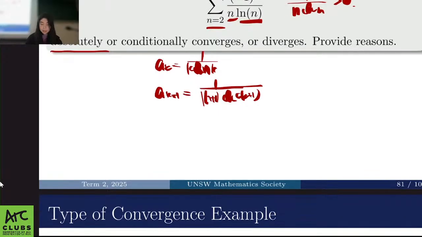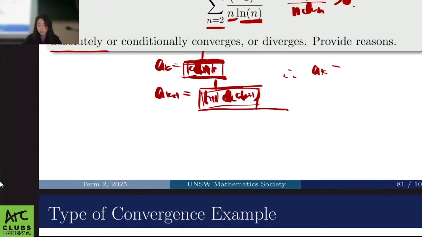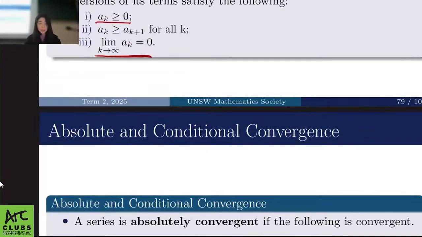And it would be pretty easy to see how this is always going to be greater than this, because you see how the denominator of this is always less than this for any natural numbers k, right? So therefore, when the denominator is bigger, the actual fraction is smaller, so we can get that a_k is always greater than or equal to a_{k+1}, which satisfies the second rule.